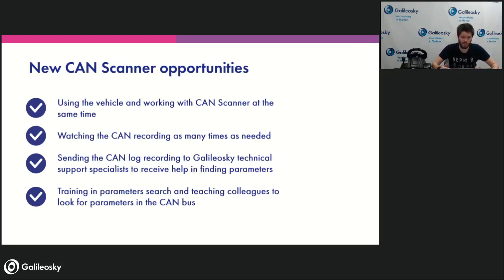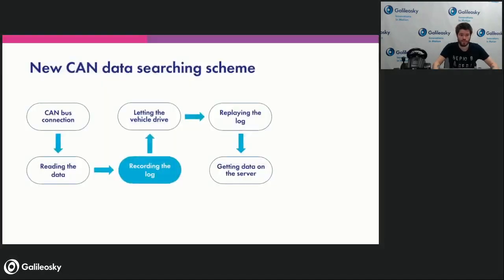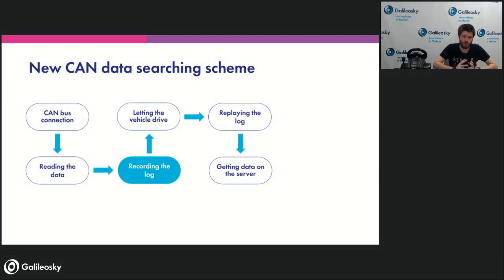So it's basically a kind of CAN bus simulation that you can use to find the parameters. The new scheme, the new algorithm of how to search for CAN data and look for CAN parameters, is the following. First, you connect to the CAN bus using an OBD2 connector, or directly to the CAN-H, CAN-L contacts, either cutting into them or using non-contact readers.